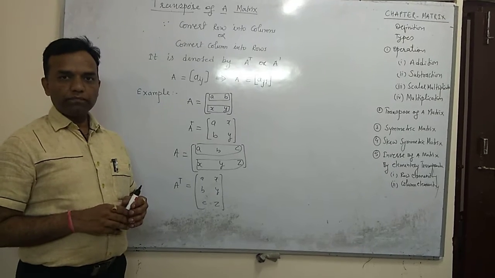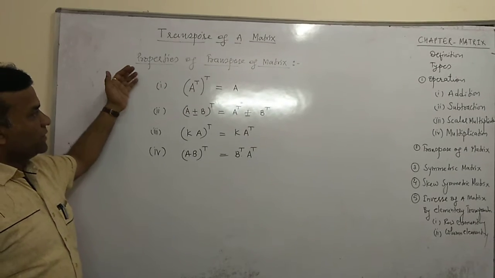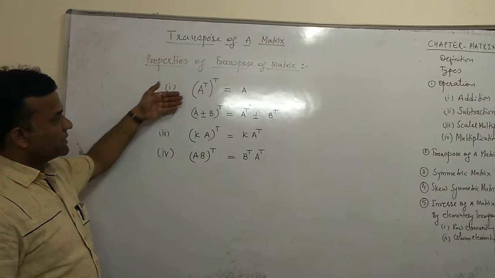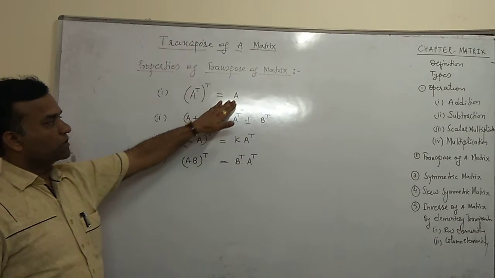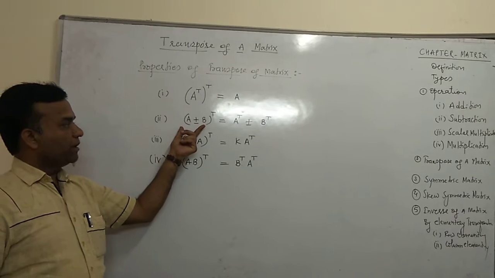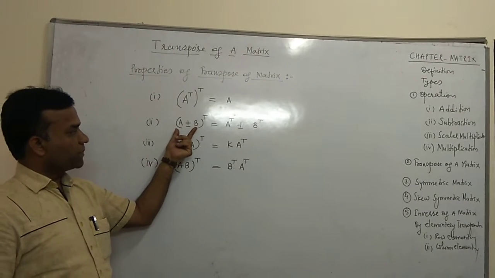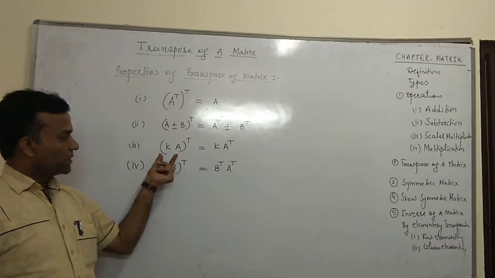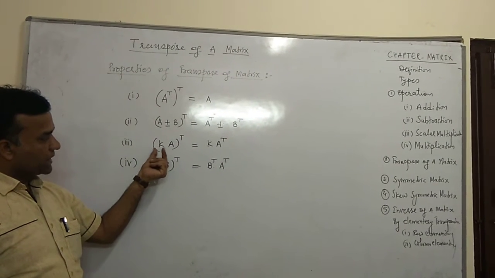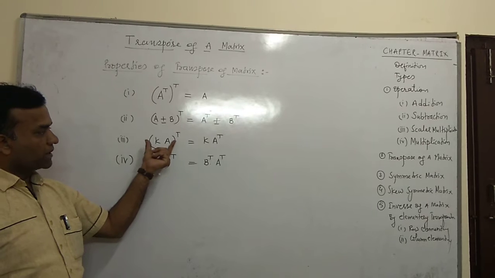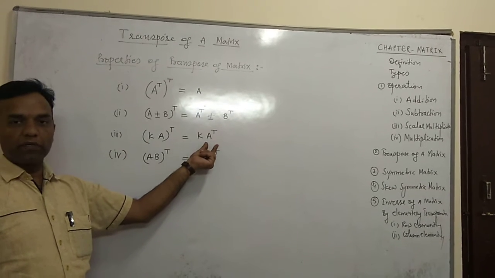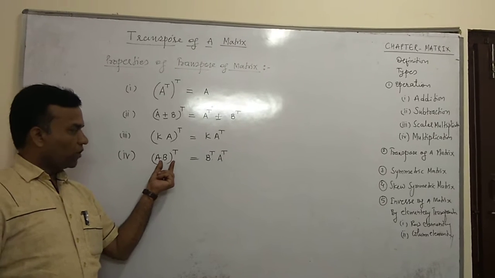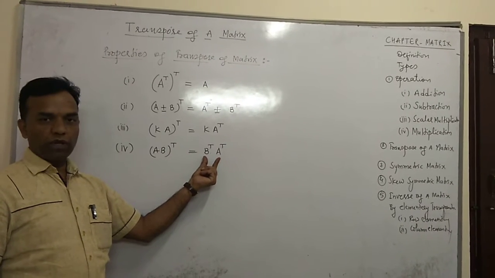Now we describe the properties of transpose of matrix. There are four properties. One: A transpose of transpose is itself. Second: (A plus minus B) whole transpose is A transpose plus minus B transpose. Similarly, if you multiply any matrix by a scalar number, the whole transpose is the scalar number times A transpose. If you multiply two matrices, (AB) whole transpose is B transpose times A transpose.